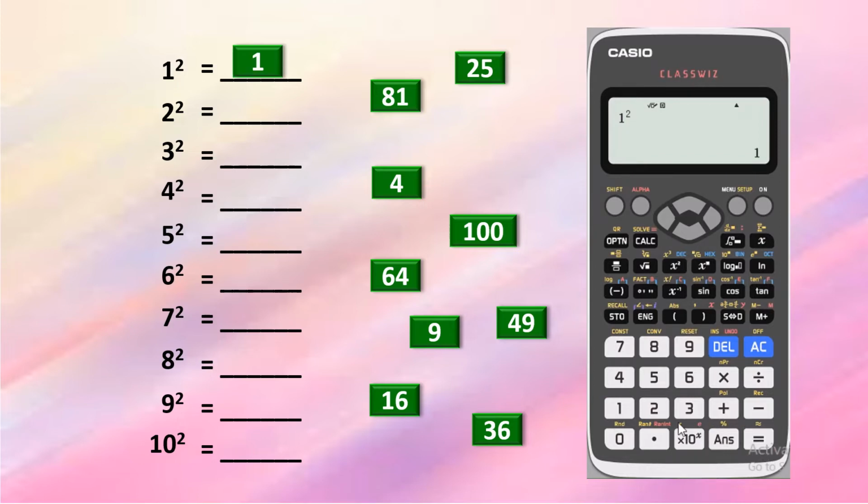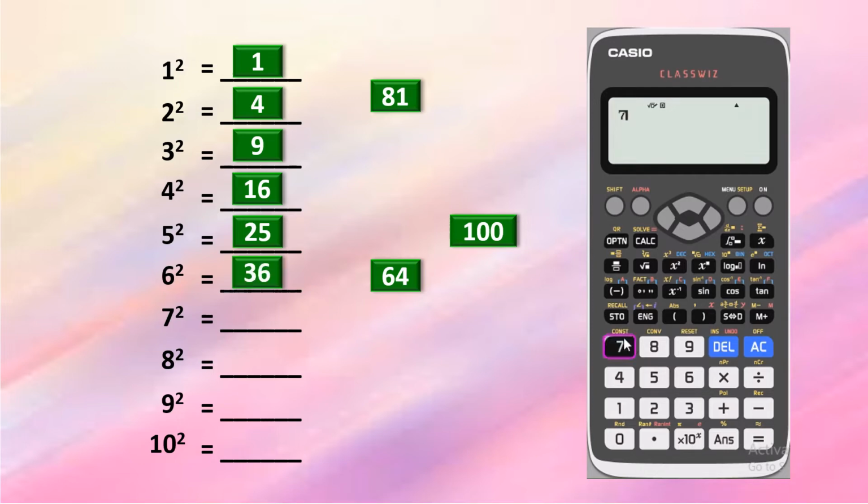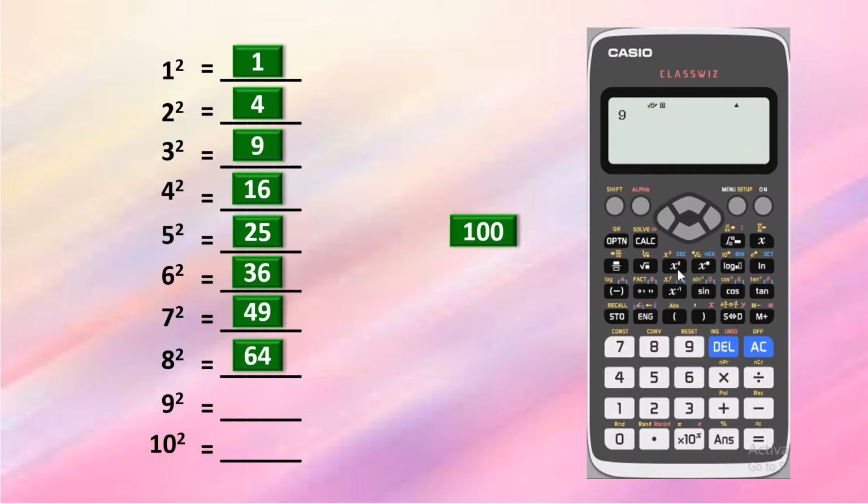1 squared is 1. 2 squared is 4. 3 squared is 9. 4 squared is 16. 5 squared is 25. 6 squared is 36. 7 squared is 49. 8 squared is 64. 9 squared is 81. And 10 squared is 100. Great job!